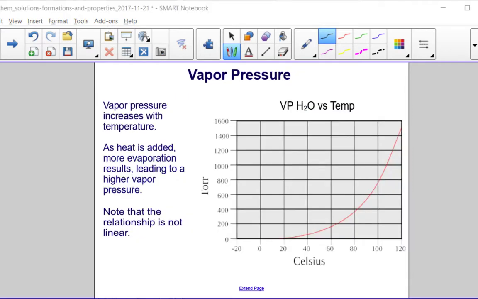Vapor pressure increases with temperature. As you can see from the graph on the right, this is a graph of vapor pressure of water versus temperature. As the Celsius temperature increases, you can see an exponential increase of the vapor pressure. Why? As heat is added and as the temperature rises, more evaporation results. The more evaporation, the more those molecules are able to push back down on the liquid, increasing the vapor pressure.